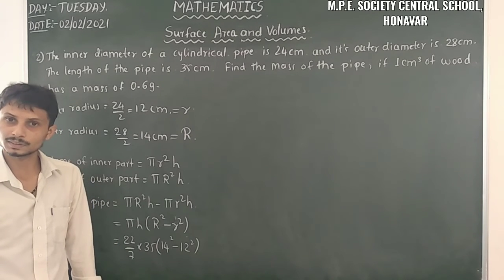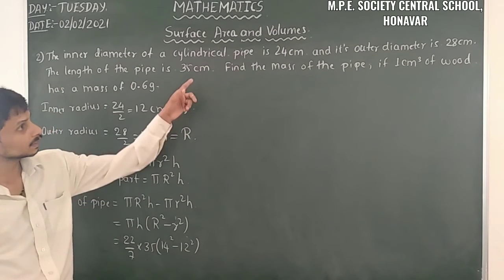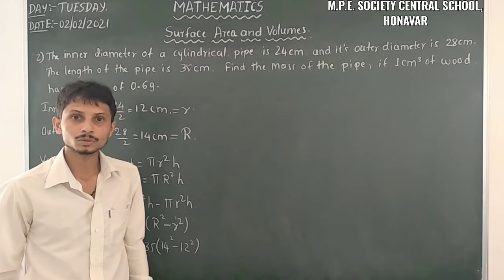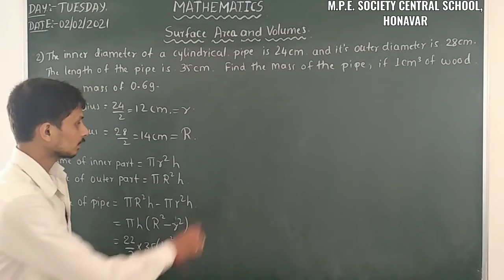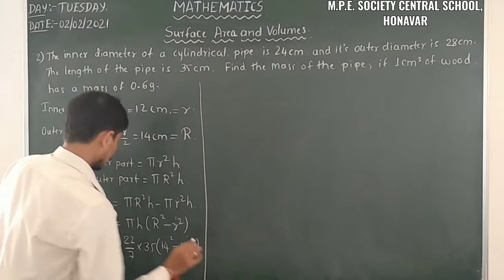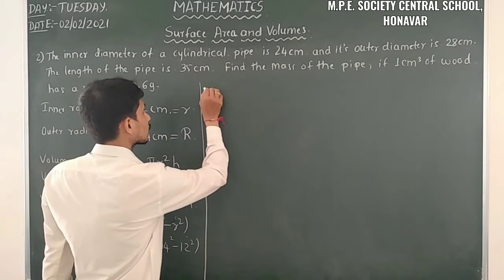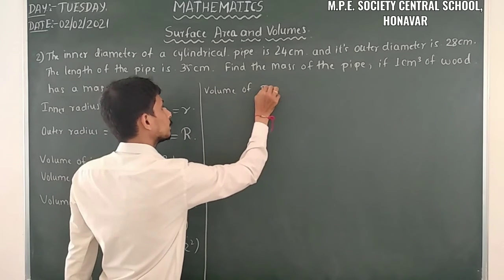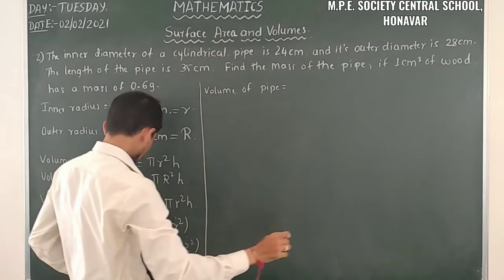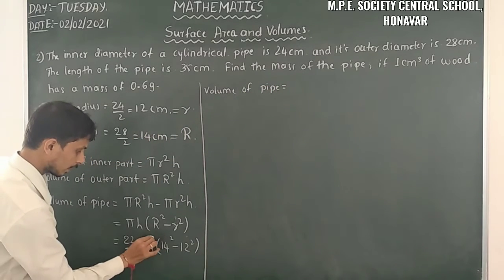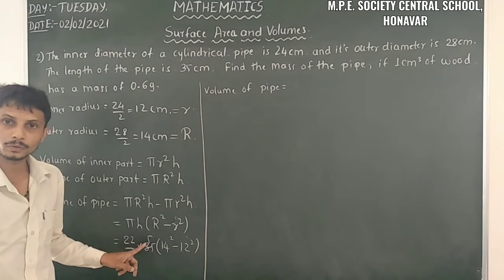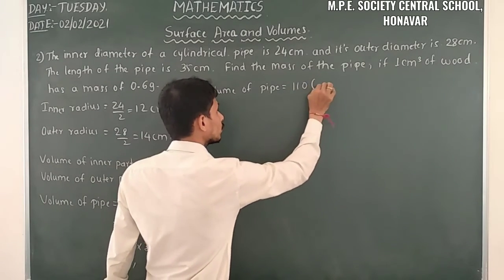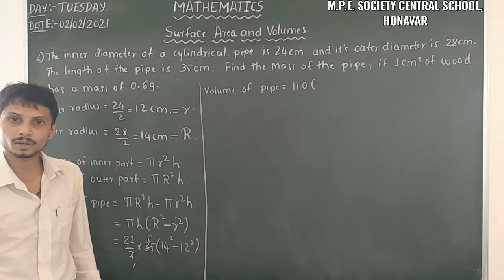But if it is 24 centimeter and 28 centimeter only as the radius, then what do we have to do? For that we will take one method here. So volume of pipe is equal to, here 7 into 1 and 7 into 5 I will take, and 22 into 5. 22 into 5 means 110. So is equal to 110 into 14 square minus 12 square.